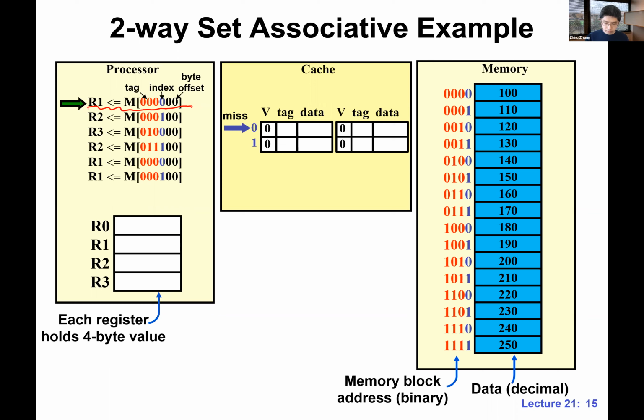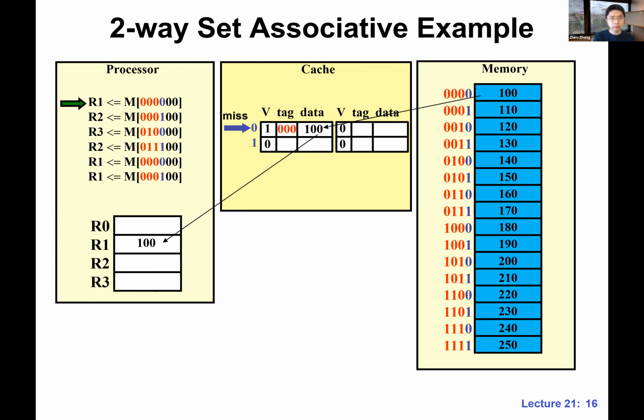Okay, and we use the index bits, the blue bit over here, to address the cache set. So in this case, we are addressing the first row or the first set, and this is a miss. That's where we read from the main memory. We load the memory block, and then put it into the cache.